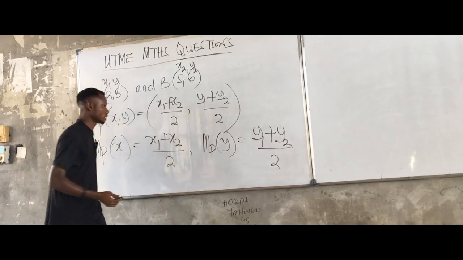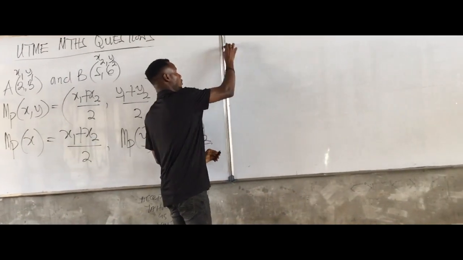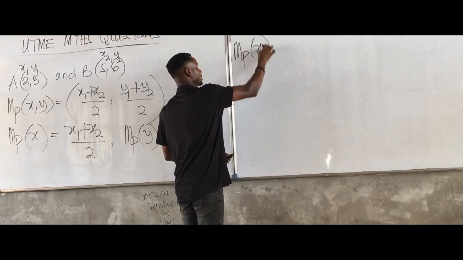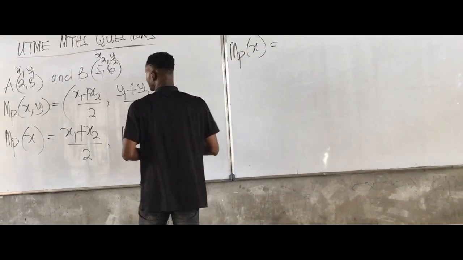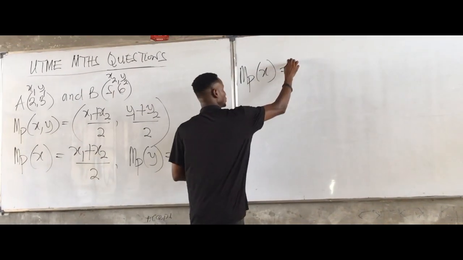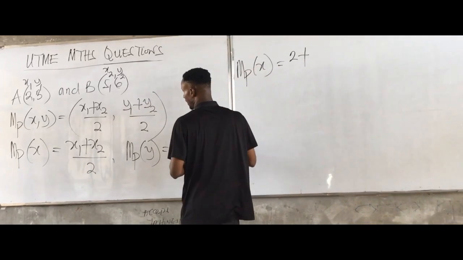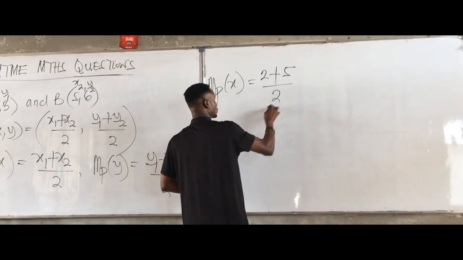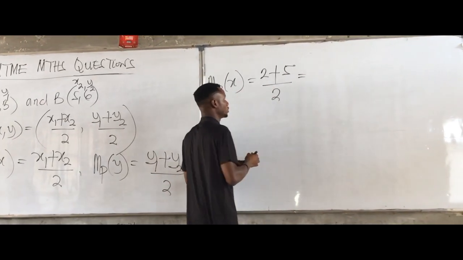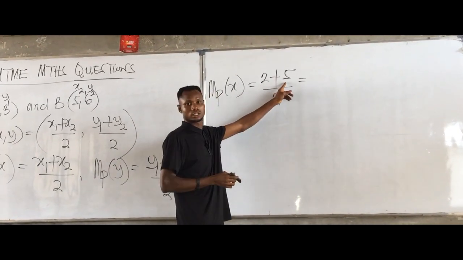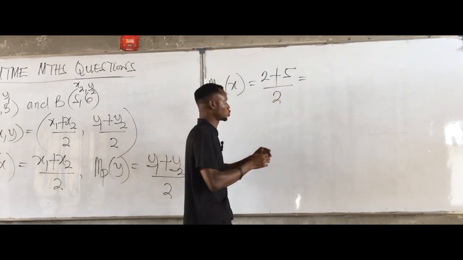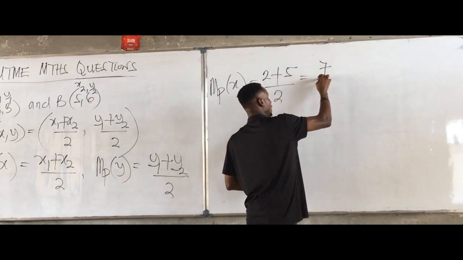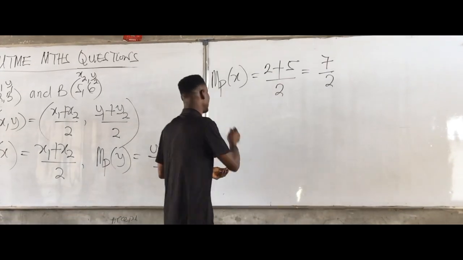Okay, now let's solve this. The midpoint of x will be equal to, class, what is my x1, please? 2 plus, what is my x2, please? 5, divided by 2. So point your calculator. This will give us 7 over 2.